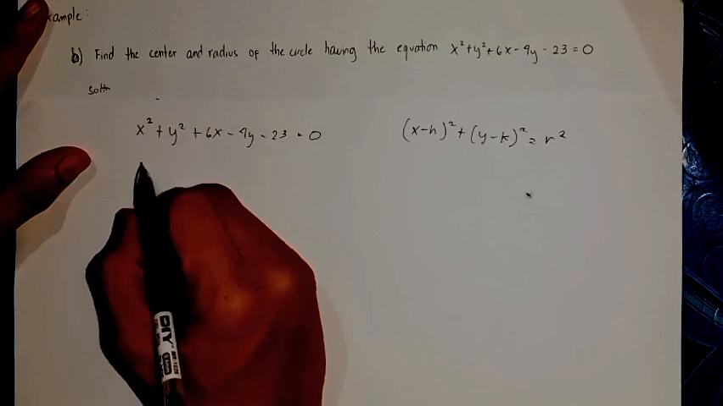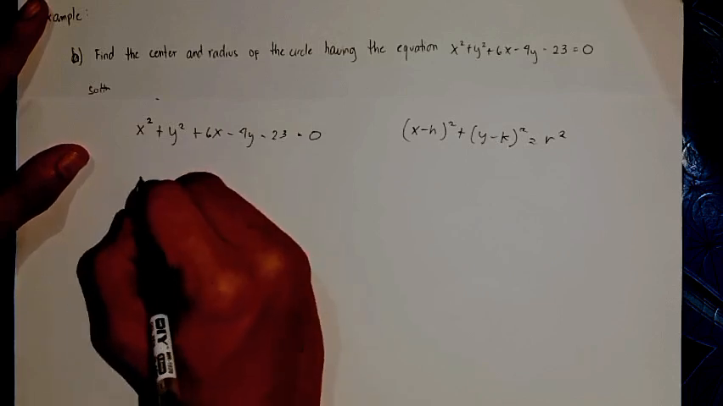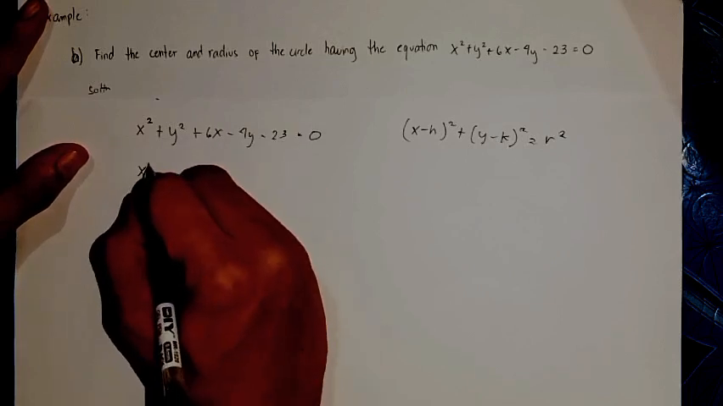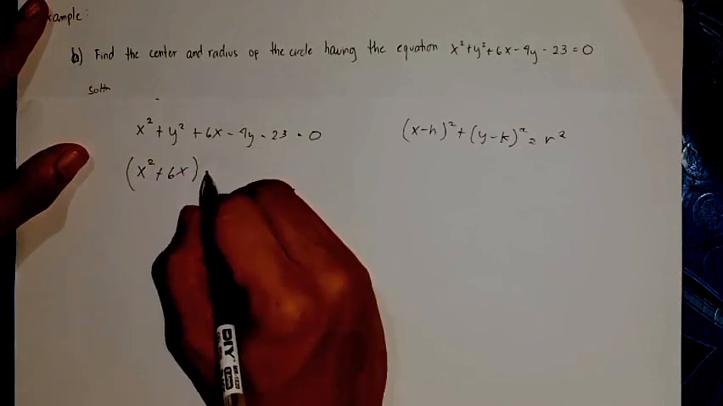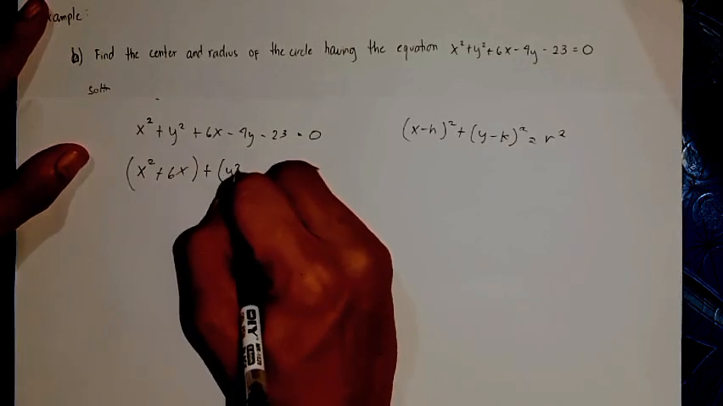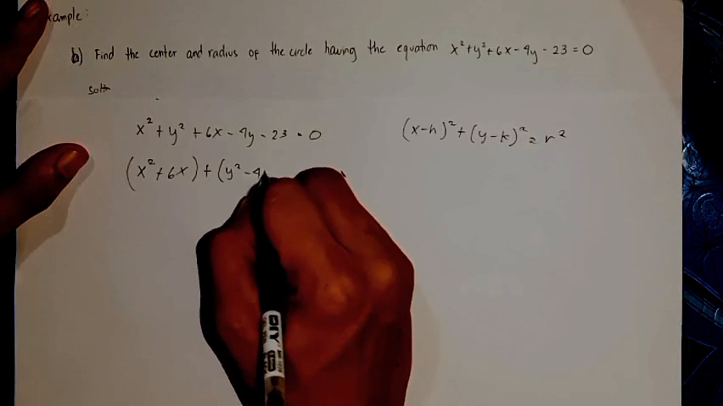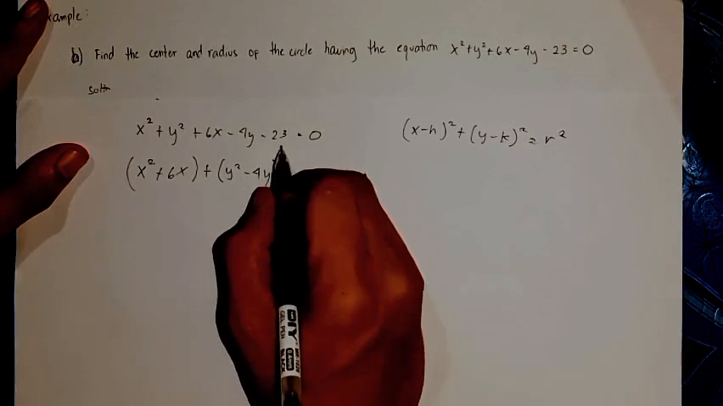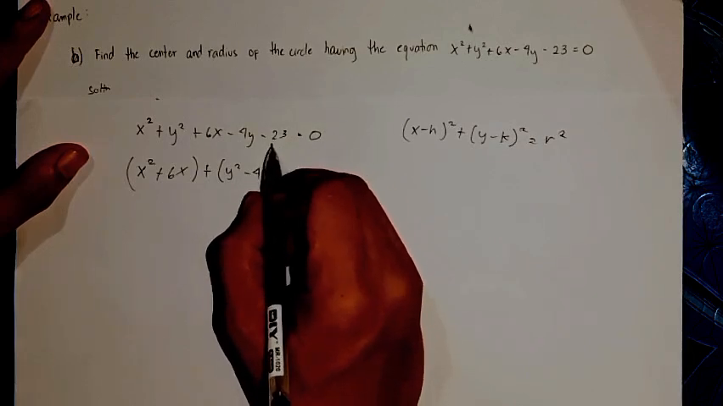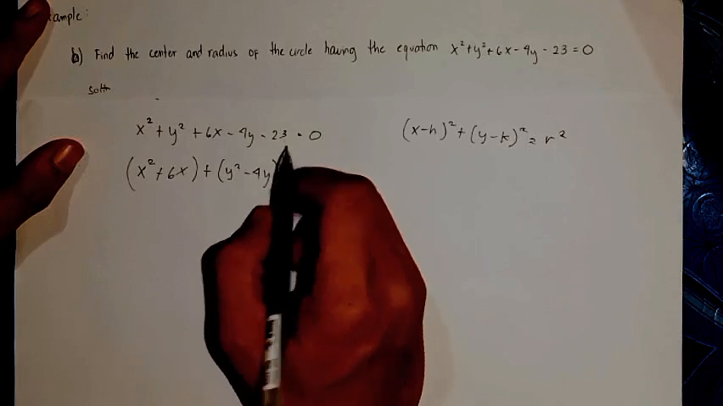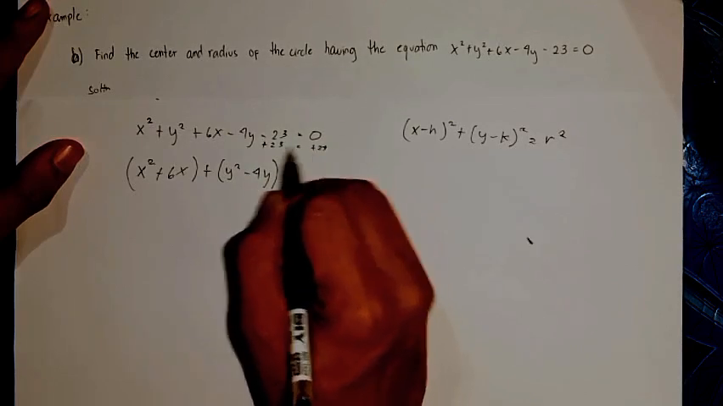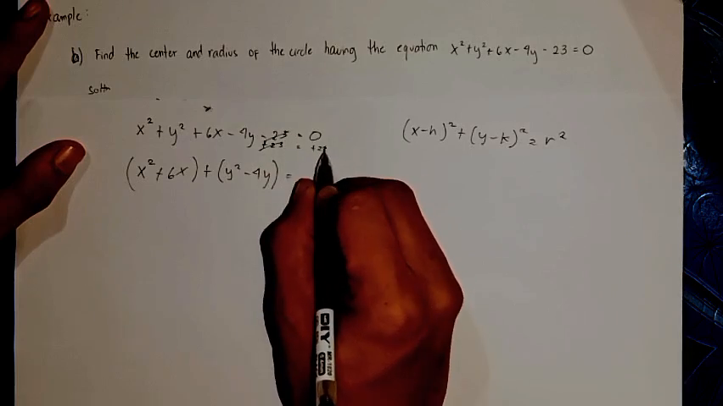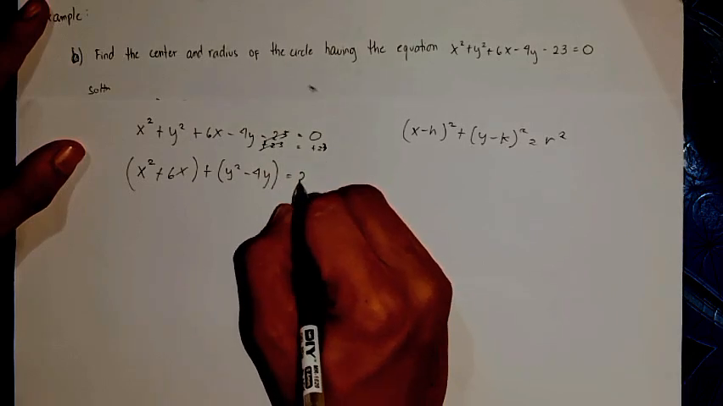First, we need to group like terms: x squared plus 6x plus y squared minus 4y. Since it is negative 23, we need to add 23 to both sides, so plus 23 plus 23, which cancels on the left and gives 23 on the right.